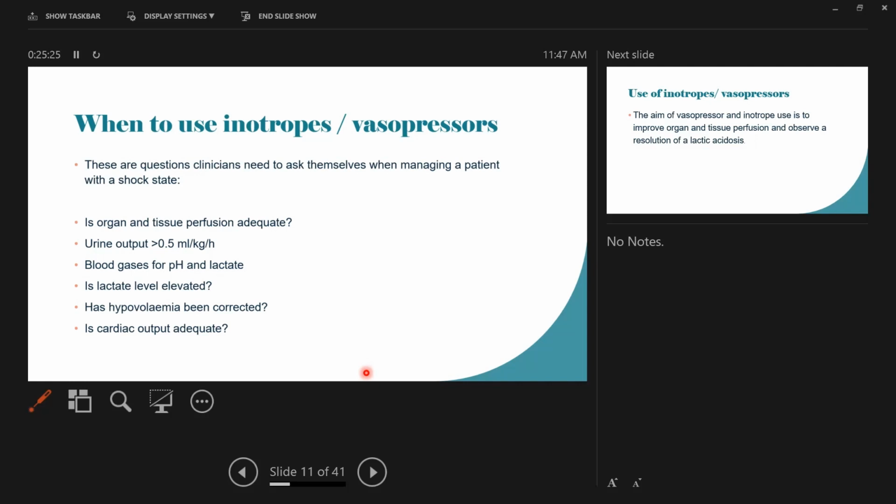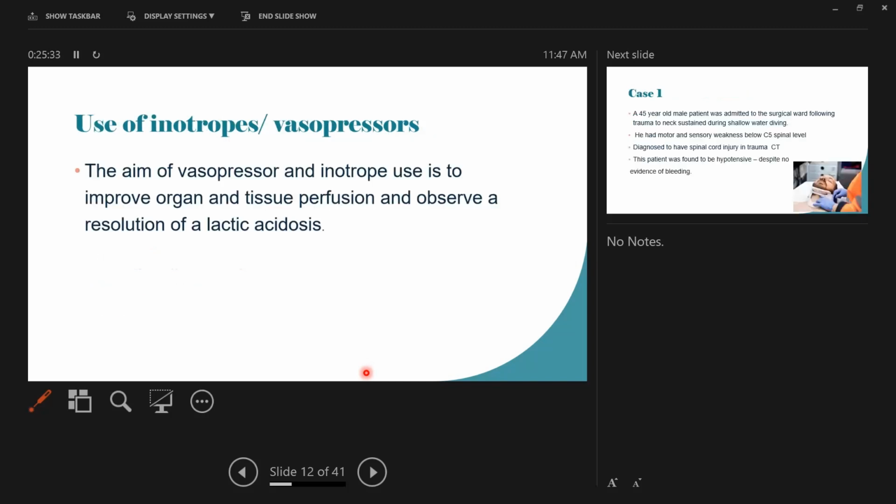So if this is not enough, you have to decide that your patient needs support, something other than fluids. Then you have to know what you're going to do with these patients. Your aim of inotrope or vasopressor therapy is to improve your organ and tissue perfusion, and just by doing that, you will observe a clearing of lactic acidosis.